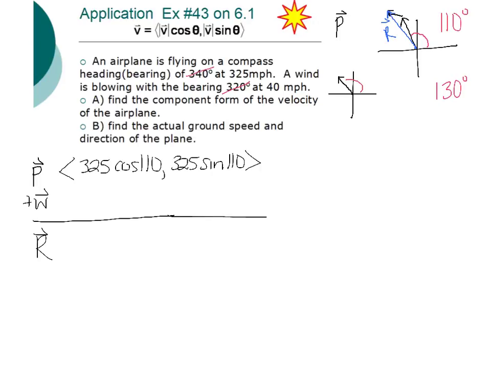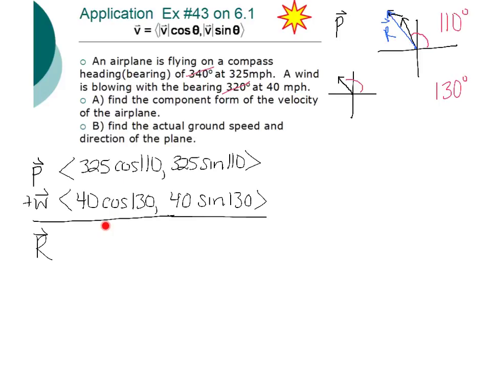Now let's do that with the wind vector. The wind vector has a magnitude of 40. Cosine of the directional angle 130, and then 40 sine of 130. This right here is what I actually want to see. You don't have to give me all the decimals. I really just want to see how you're setting it up, because I can usually find your errors in how you set it up. Then we just add.